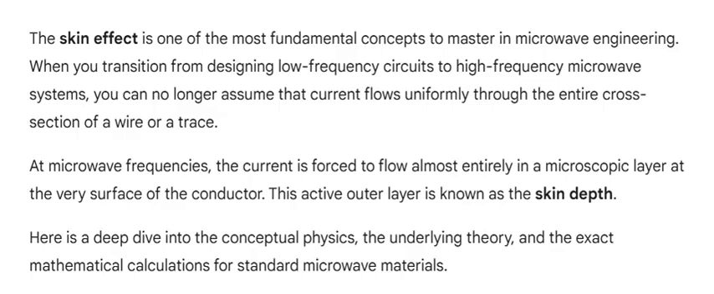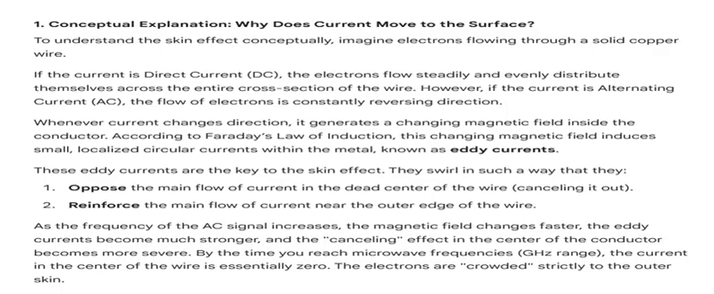Here is a deep dive into the conceptual physics, the underlying theory, and the exact mathematical calculations for standard microwave materials. 1. Conceptual explanation: why does current move to the surface? To understand the skin effect conceptually, imagine electrons flowing through a solid copper wire. If the current is direct current, or DC, the electrons flow steadily and evenly distribute themselves across the entire cross-section of the wire. However, if the current is alternating current, or AC, the flow of electrons is constantly reversing direction.